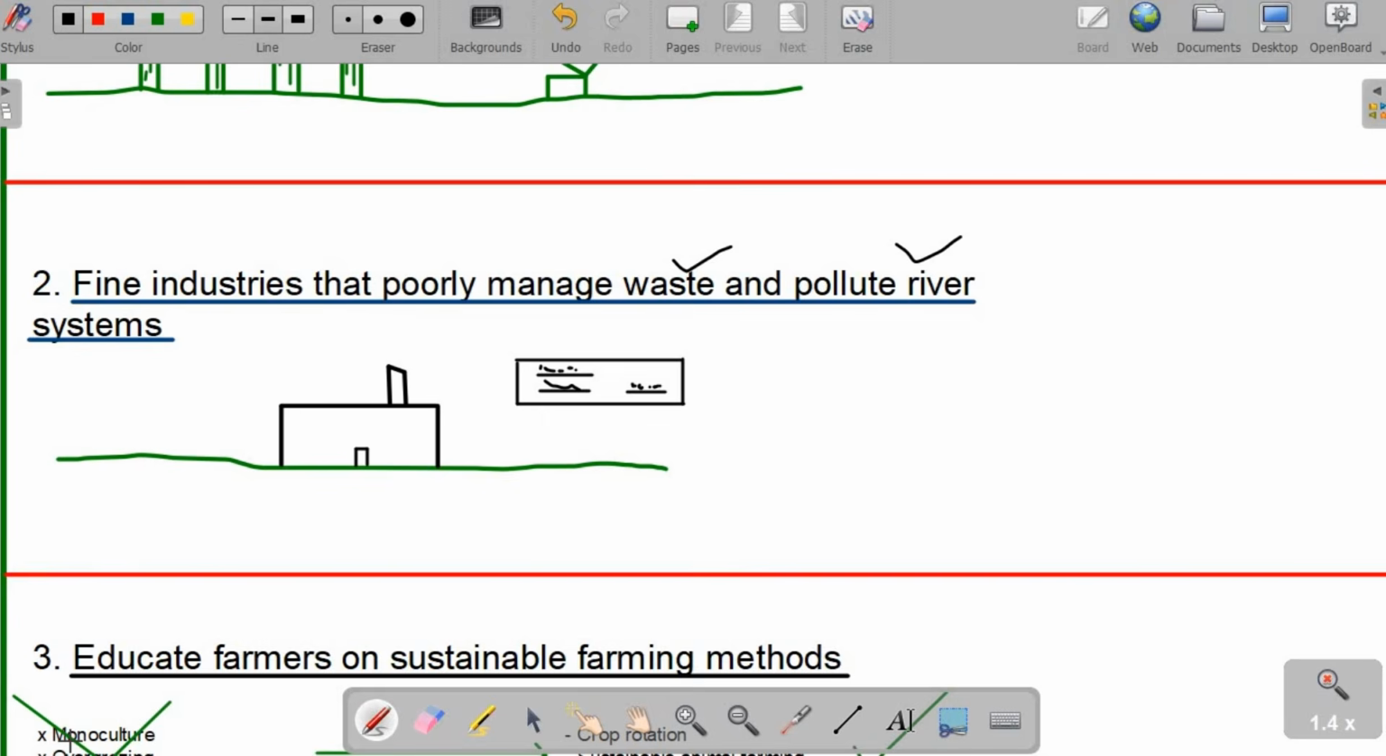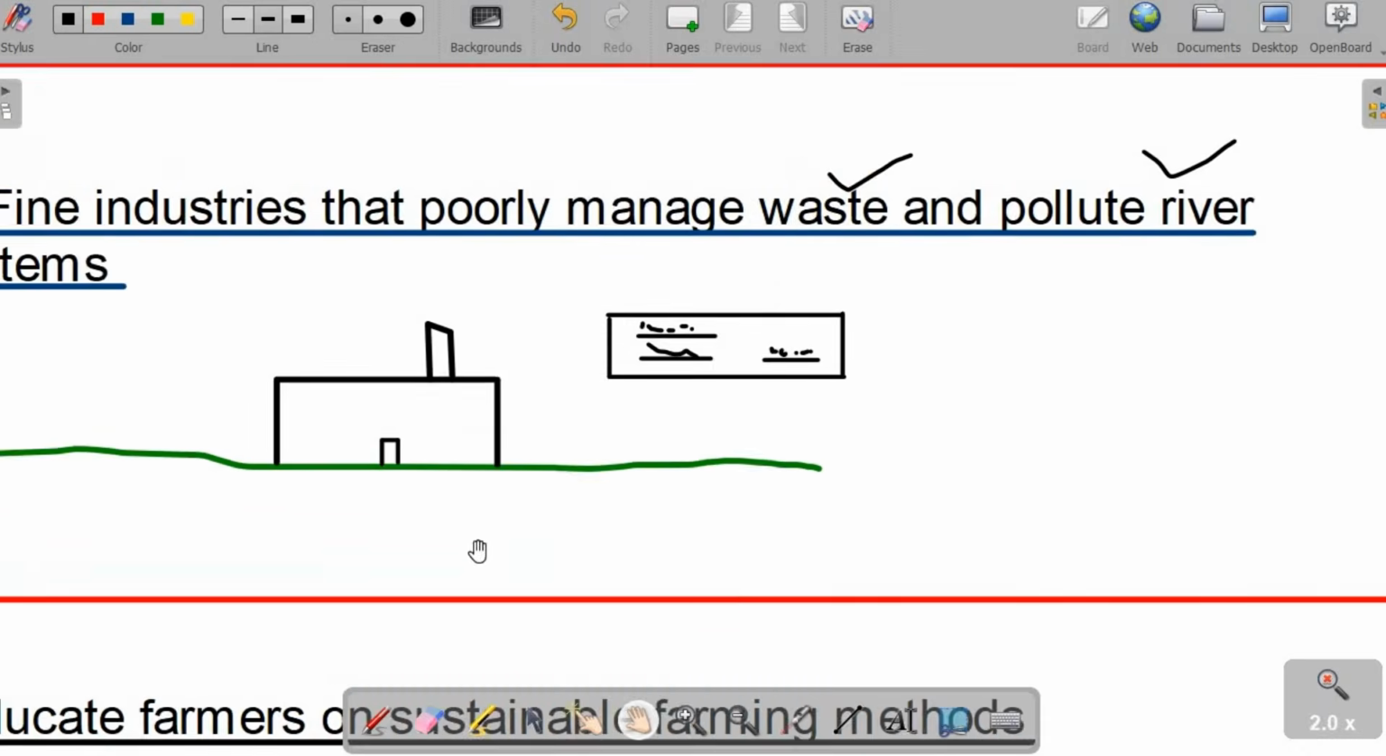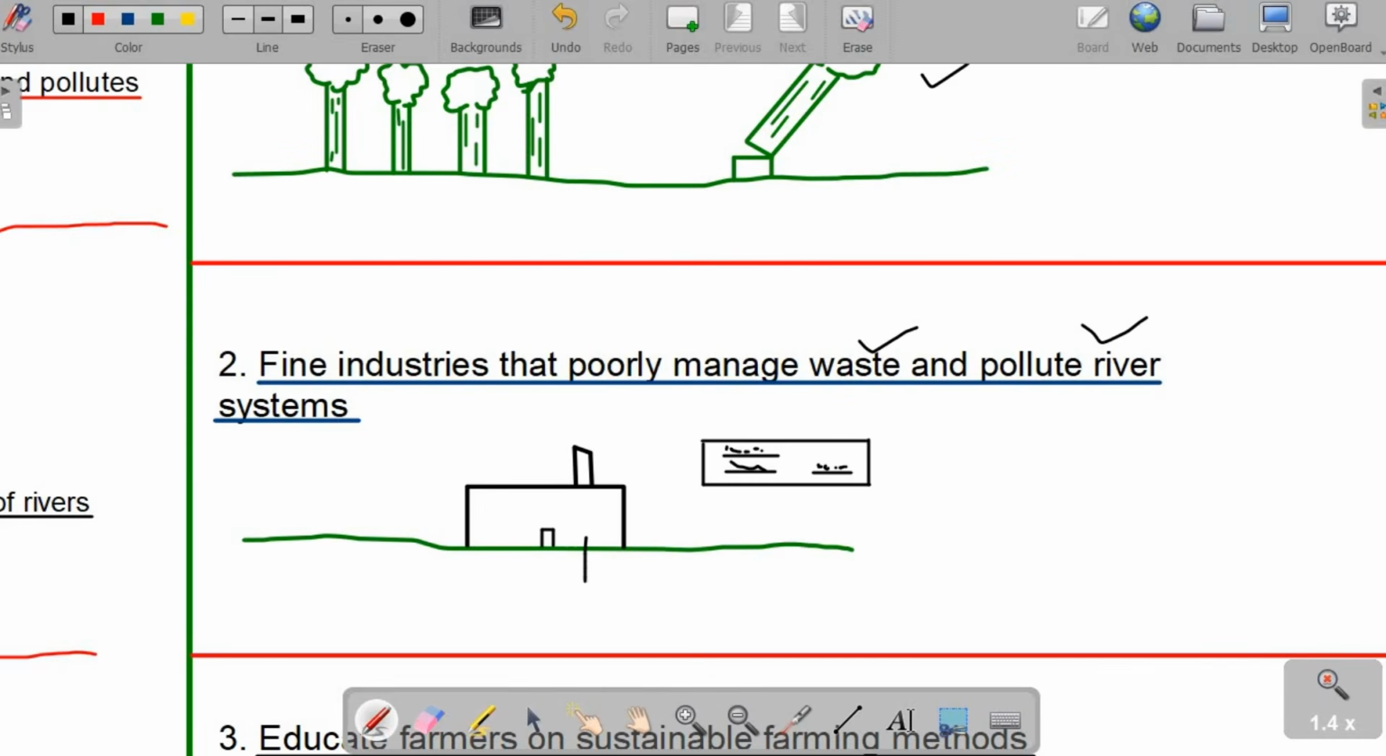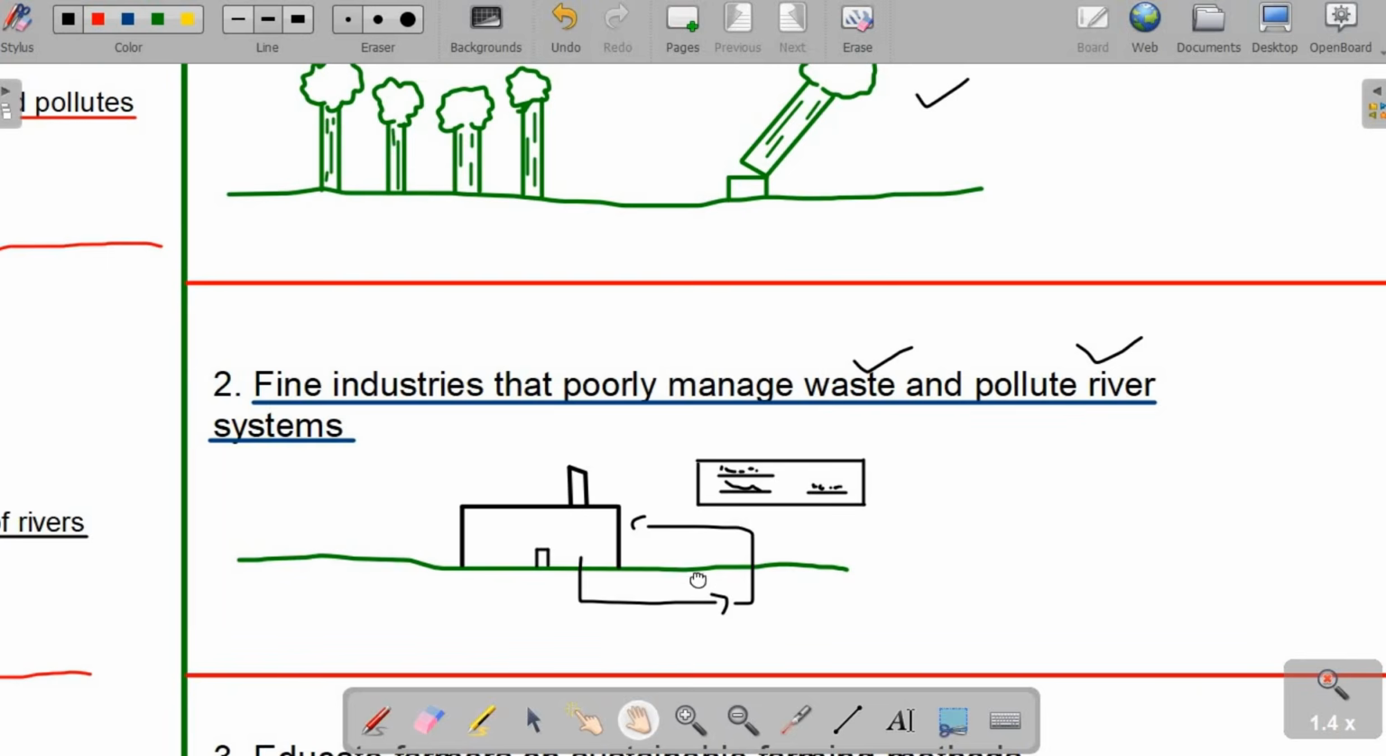Okay, so there are many strategies, there are many ways to avoid polluting rivers. Okay, you can practice water recycling. That polluted water that you have released, treat it so that you can use clean water and as well prevent polluting our river systems.